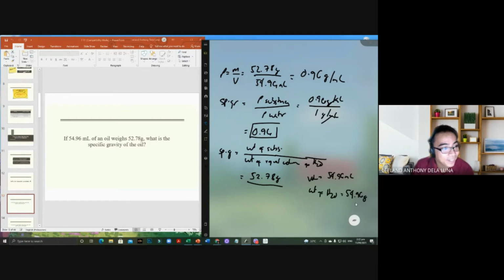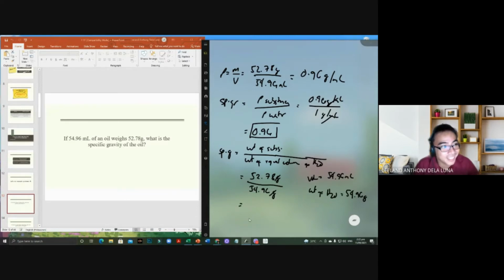Correct? Kasi class, 54.96 ml of water is equal to 54.96 grams of water. 1:1 lang naman yun eh, provided class that the temperature is at 4 degrees Celsius. Pero kahit greater than that or less than that class, konti lang naman ang difference. 1 pa rin naman yung lalabas most of the time. So therefore, class, ang gagamitin ko dong weight of equal volume of water would be 54.96 grams. So therefore, cancel. Technically, parang nag-compute lang din ako ng density, right?